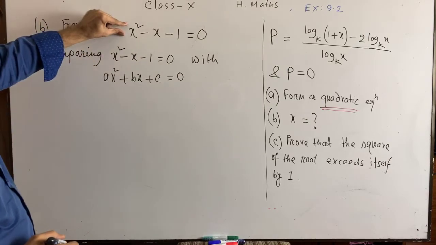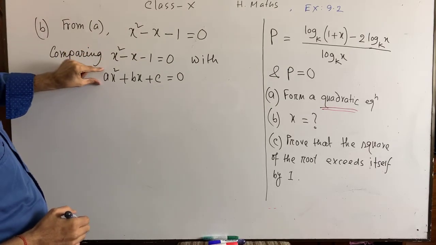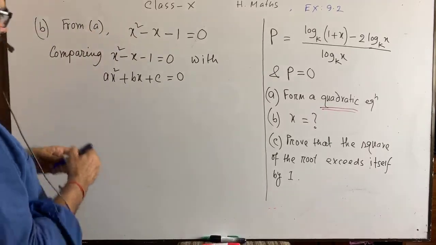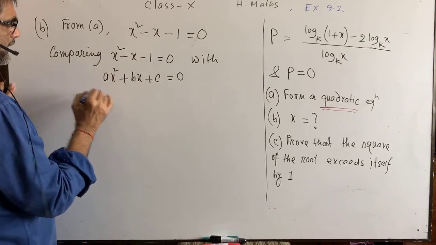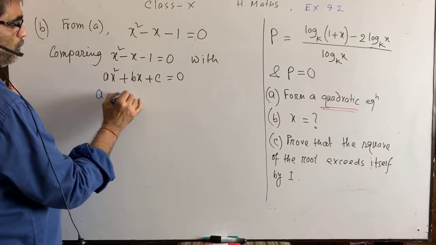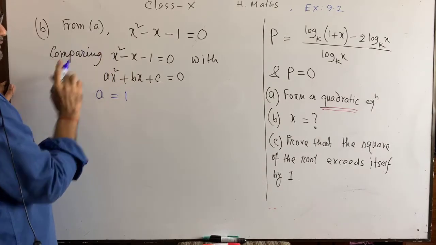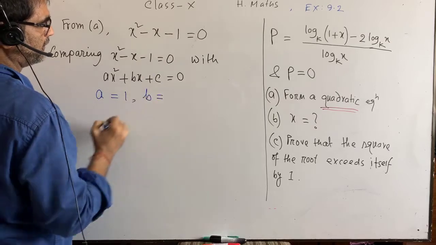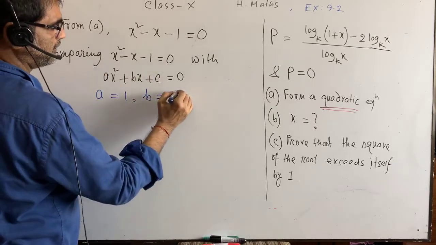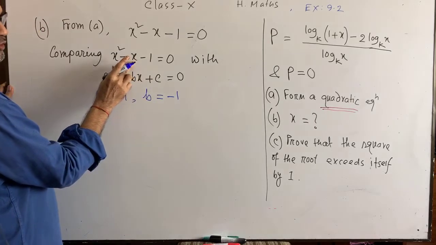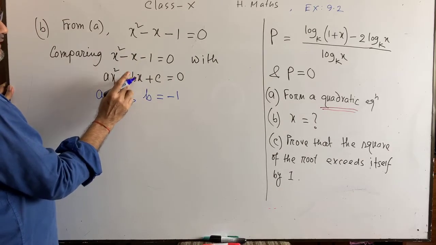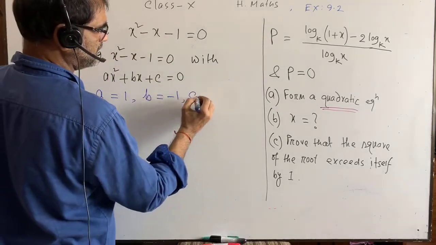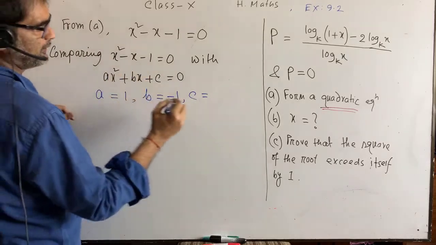Comparing this obtained equation with the standard quadratic equation, can you please let me know what we get? We get here a is equal to what? 1, because there is 1 x square. Then b equals to what? Minus 1. Coefficient of x is what? Minus 1. Here the coefficient of x is b. And the constant term c is also here minus 1.